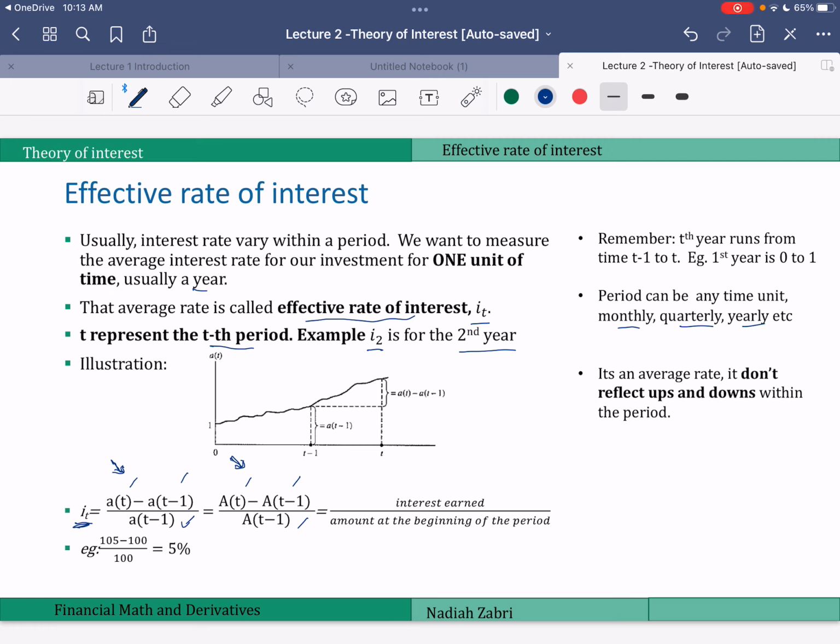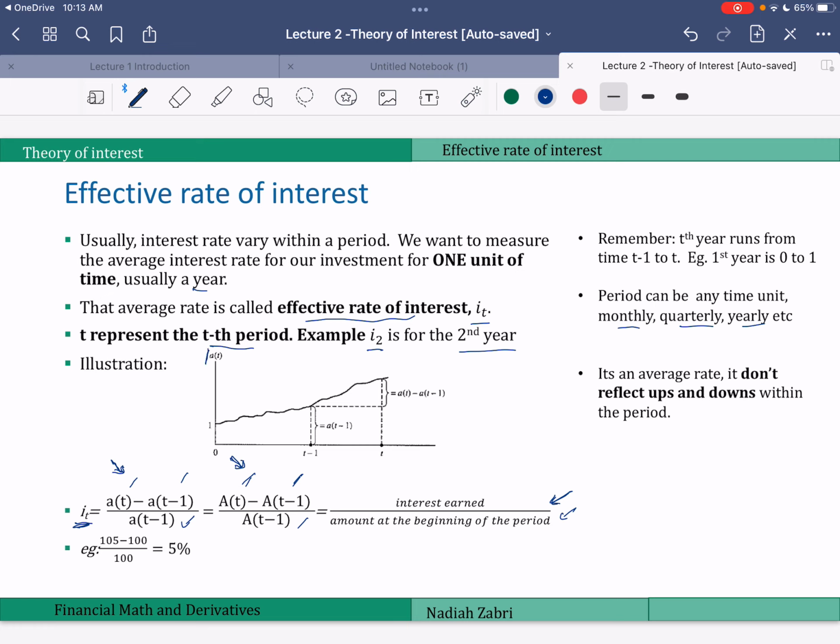So in other words, it is the interest earned in the period, the interest earned within the period. So ending minus beginning is the interest earned, right? Over the amount in the beginning of the period. So it is quite intuitive. Basically, it's the effective growth rate.